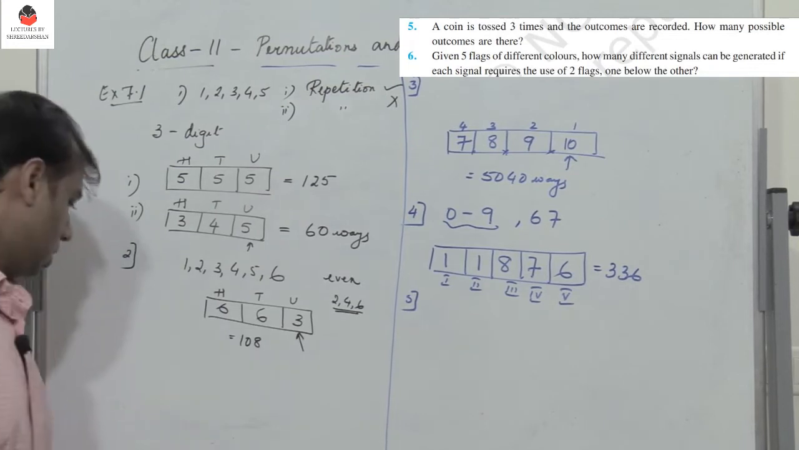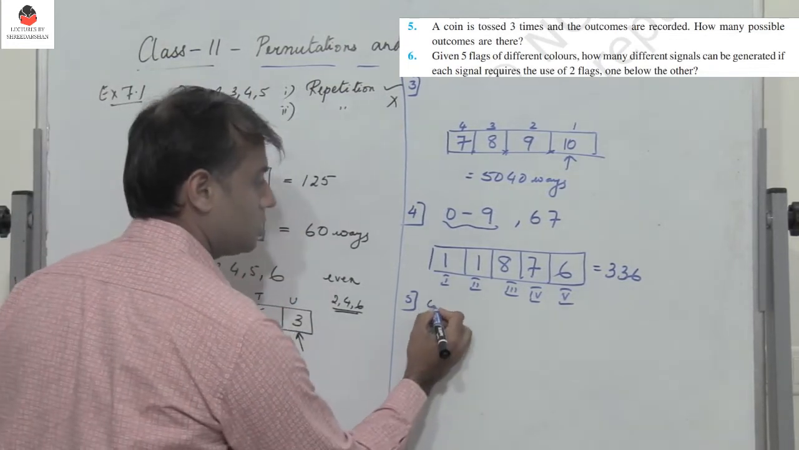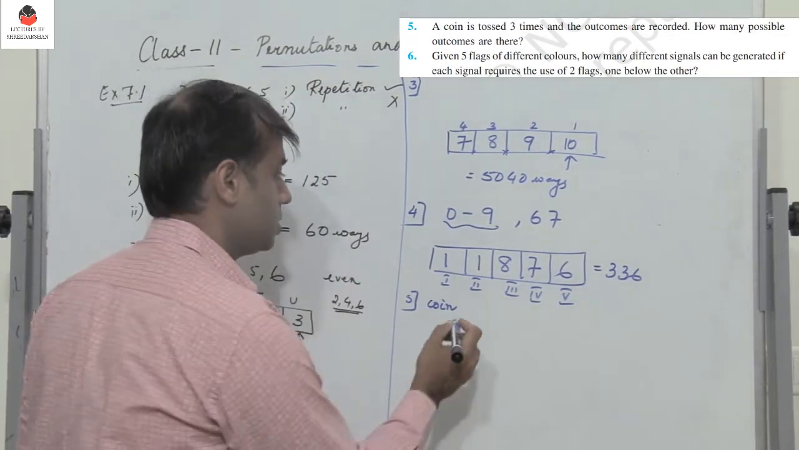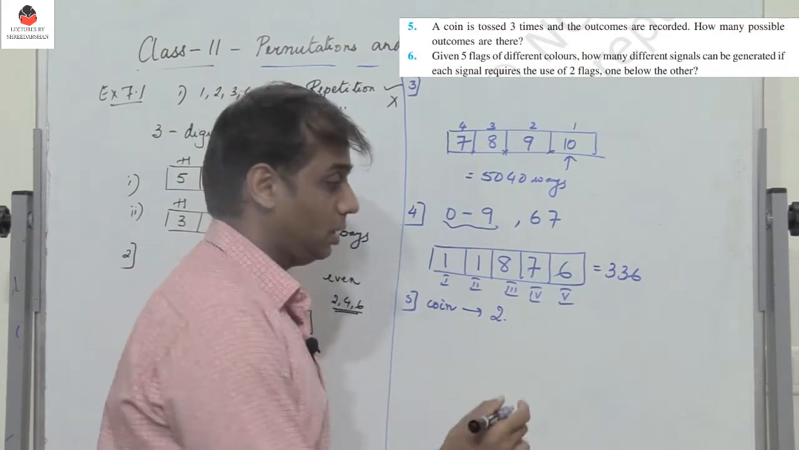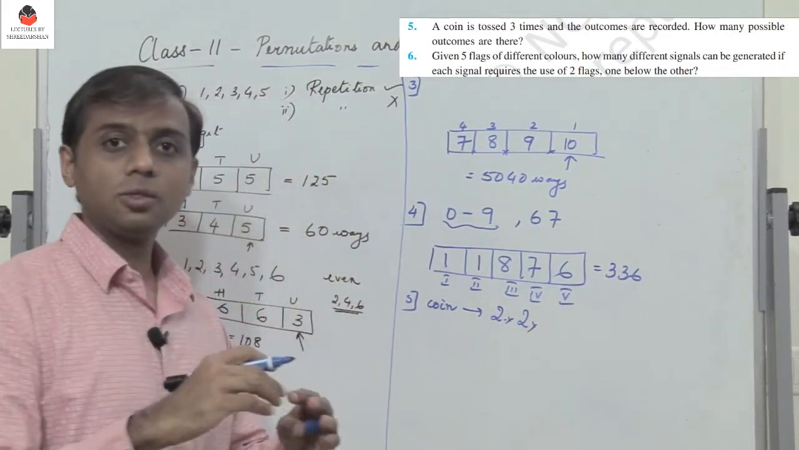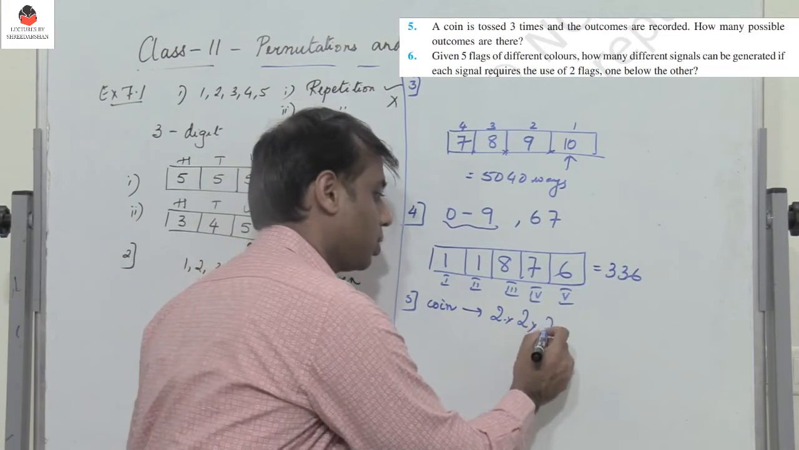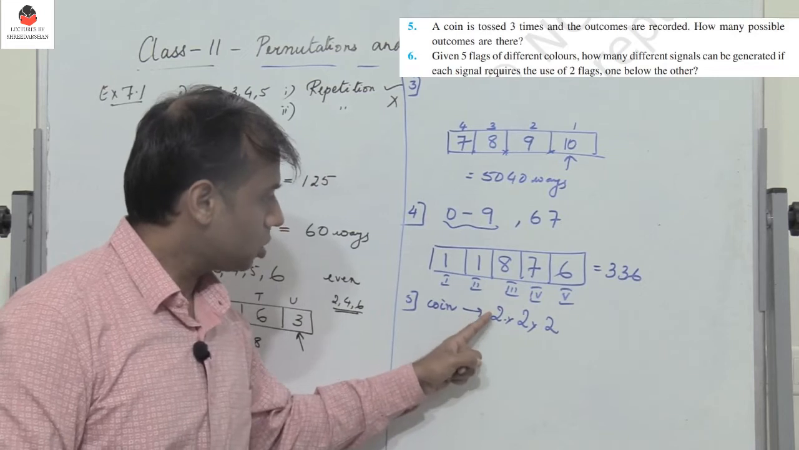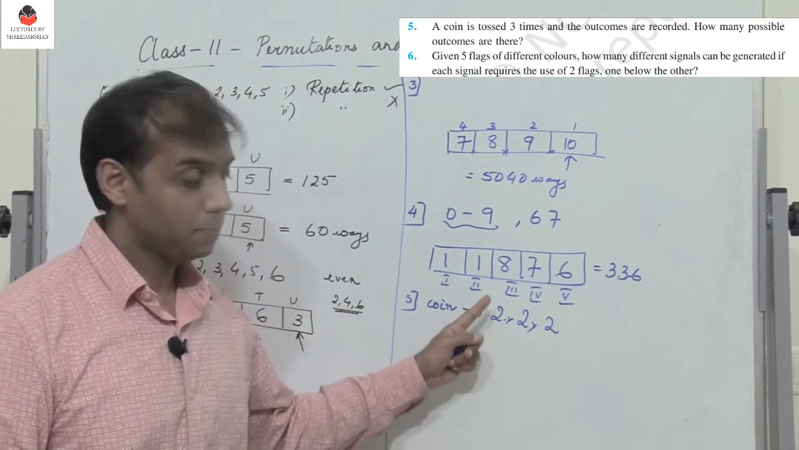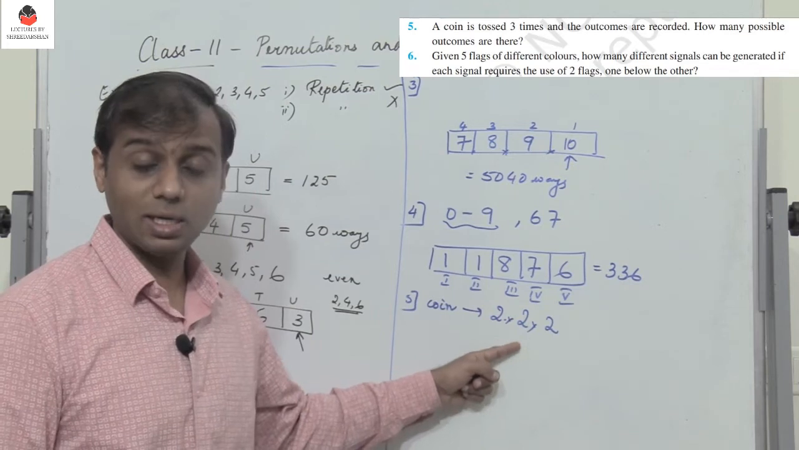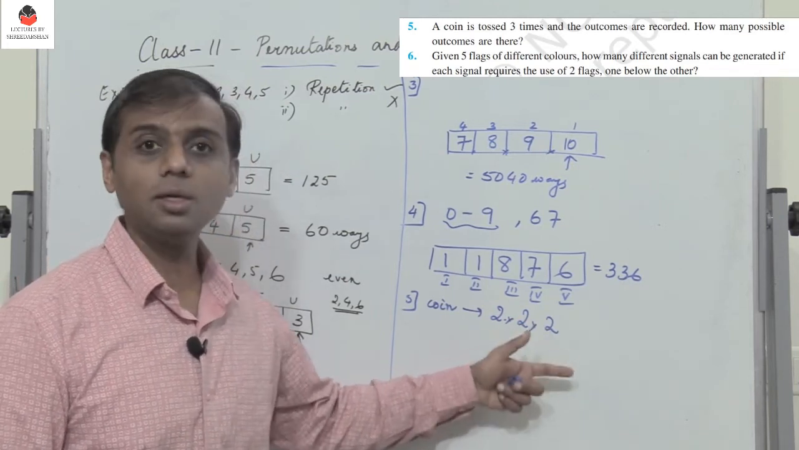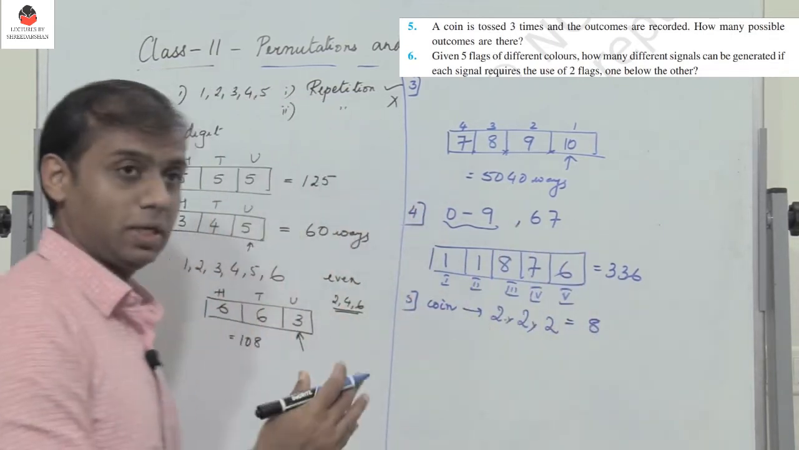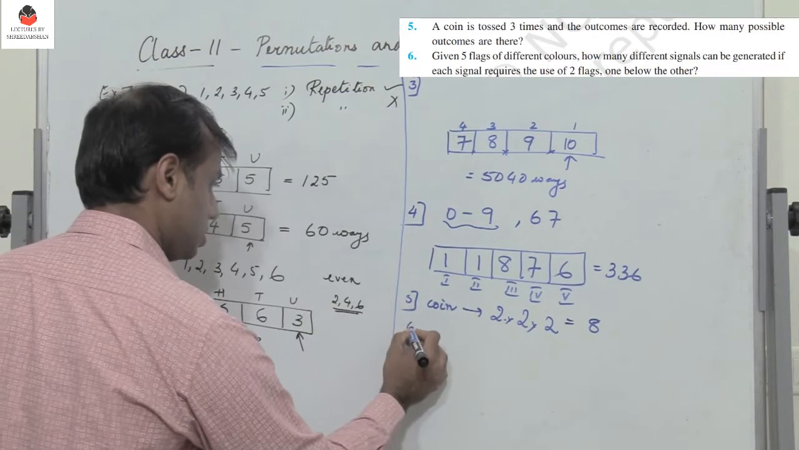How many outcomes are there? So a coin is tossed 3 times. If a coin is tossed once, you get 2 outcomes. Now a coin is tossed again, you get 2 outcomes, and a coin is tossed the third time, you again get 2 outcomes, because the outcome of tossing a coin is either head or a tail. So 2 into 2 into 2 gives 8. So very simple problem. Next, sixth one.